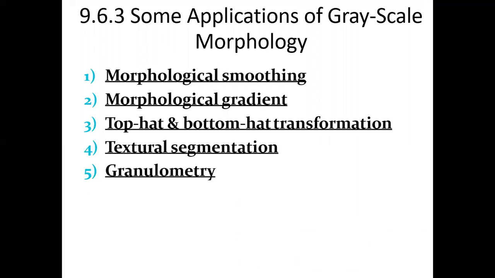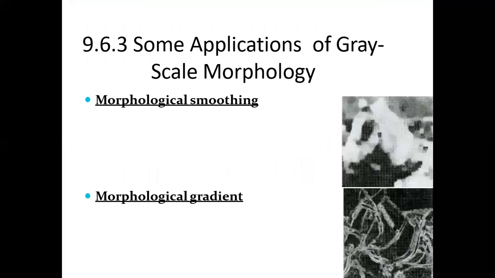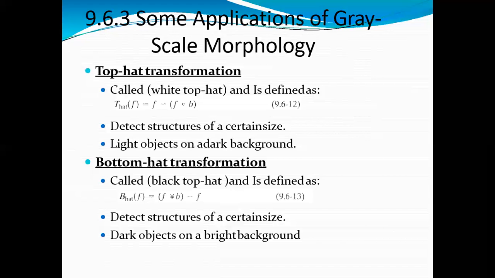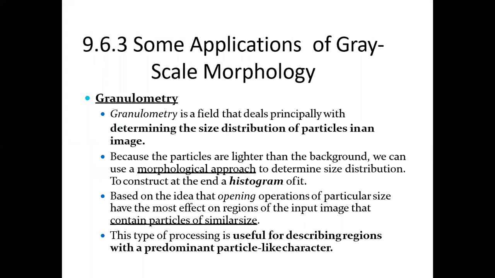Some applications of grayscale morphology are morphological smoothing, morphological gradient, top-hat and bottom-hat transformation, textural segmentation, and granulometry. These are some examples.